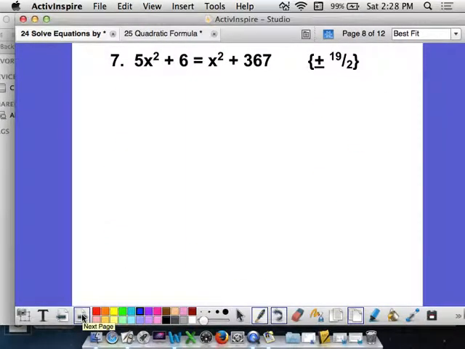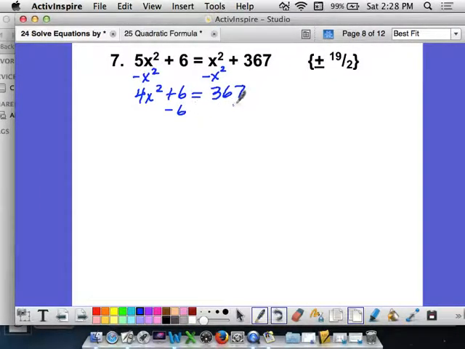Number 7. Again, I see my x squareds, but if you look through this, what you do not see is just an x. You don't have just an x. So you're going to come out with a binomial. Whenever you have just one variable, it's really easier and shorter to solve for that variable. So what I'm going to do is subtract x squared from both sides. So this is 4x squared plus 6, those cancel, is equal to 367.